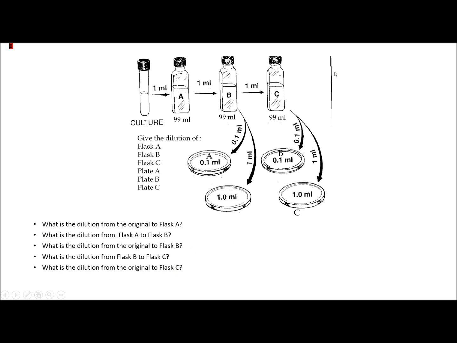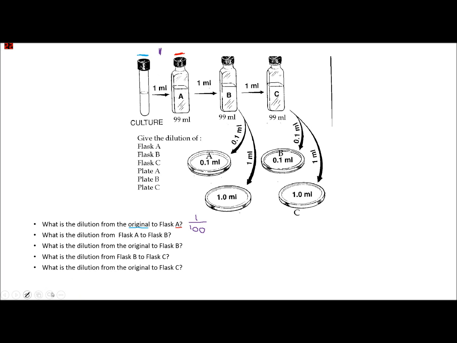Now let's take a look at this problem. We're steadily getting more and more difficult. So here, this is actually not too difficult. This is just like the first one that we worked with. Here it's asking what is the dilution from the original, which is, let me get my pen, which is here. We'll color code them. It's flask A. And that's just going to be what we added, which is 1 milliliter, over the total, which is 99 milliliters plus 1. So that's your first dilution factor between here.